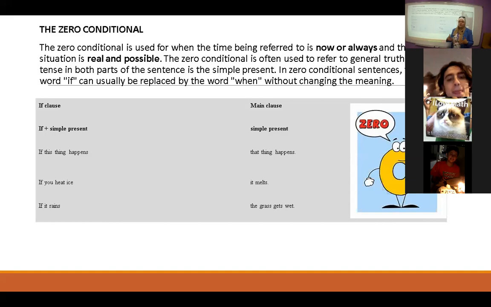If we say, if you heat ice, it melts. Can this change tomorrow? Or if we heat ice today, it melts, but tomorrow it doesn't melt? No, it's a general fact. This thing is real in the present and every time. It's a general fact or a general truth or scientific fact.